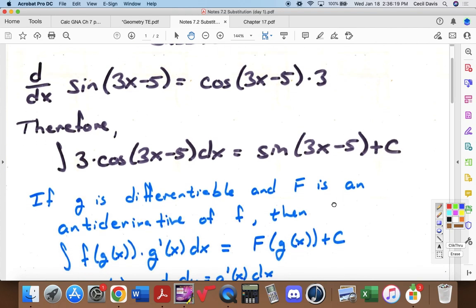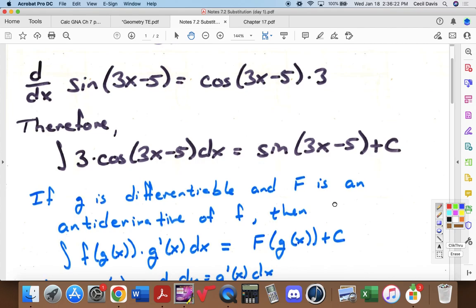So, in general, if g is differentiable and capital F is an antiderivative of f, then if we have the integral of f of g of x times the derivative, g prime of x, so we have a composite function, and we have the derivative of the inside part outside, then we can just take the antiderivative of the outside part, leaving the inside part alone. This is undoing the chain rule.